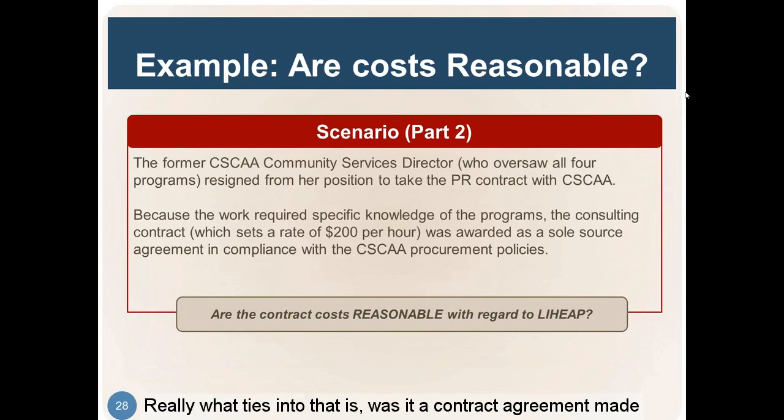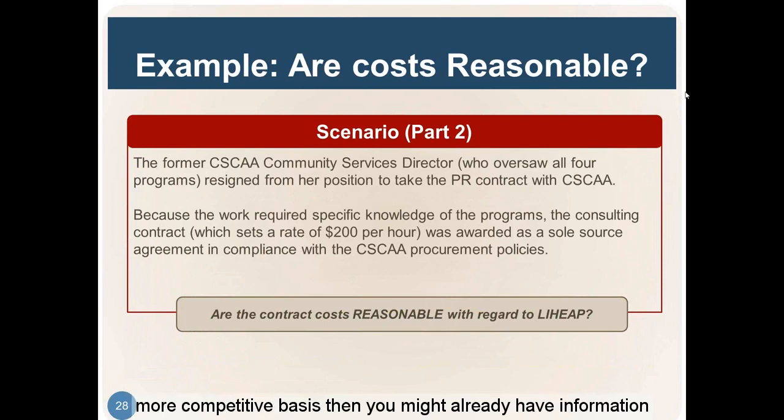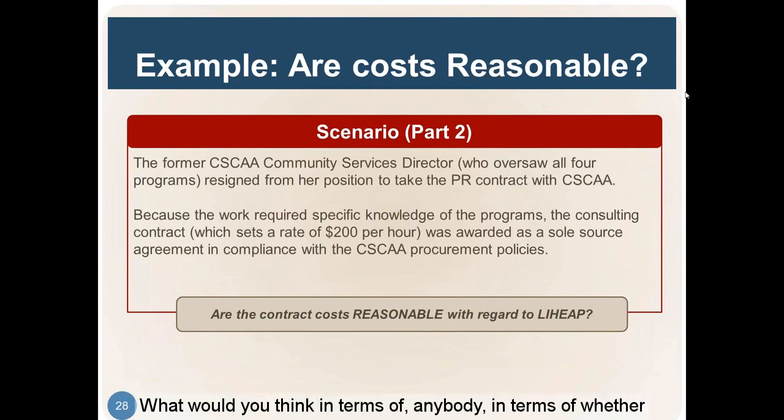And what really ties into that is whether the contract agreement made as a sole source was using sound business practices. The reason I think it ties in is that if it had been awarded on a more competitive basis, then you might already have information as to whether the rate was reasonable or not. But what would you think, and anybody, in terms of whether it is valid that it's a sole source agreement?